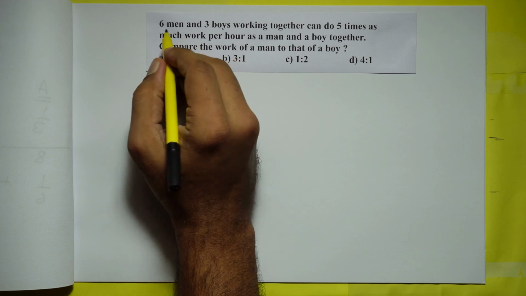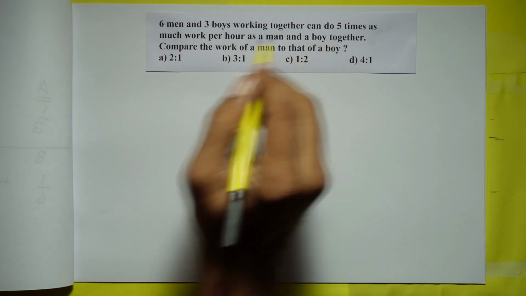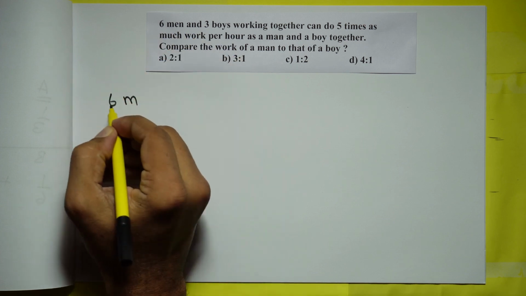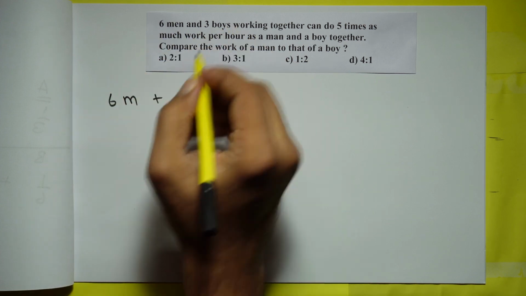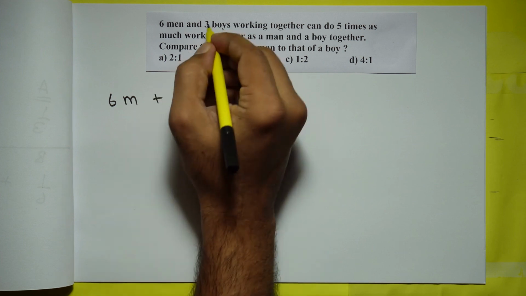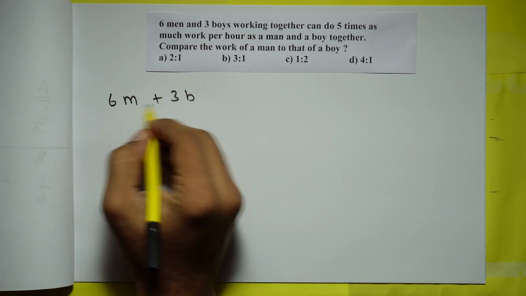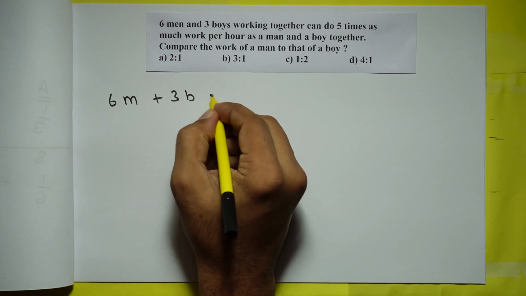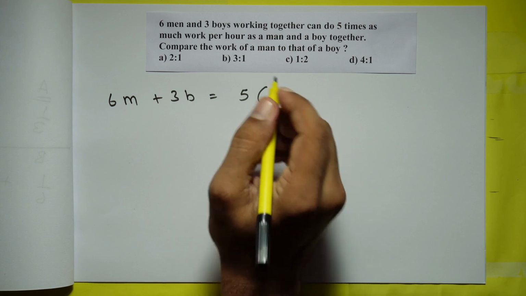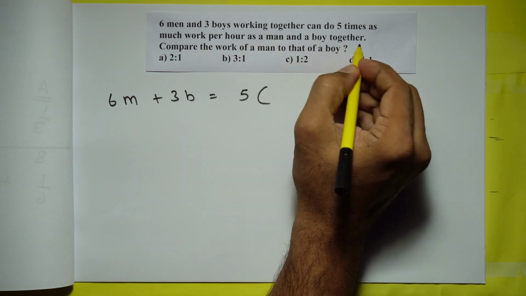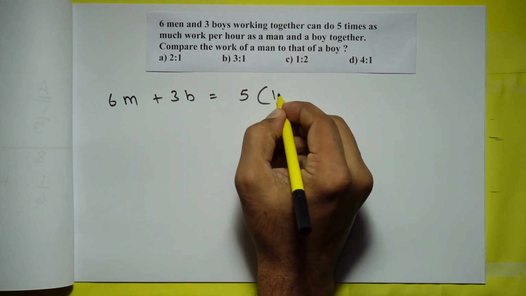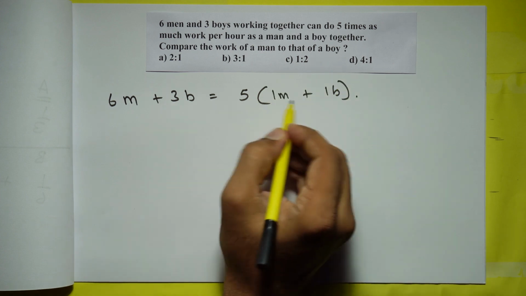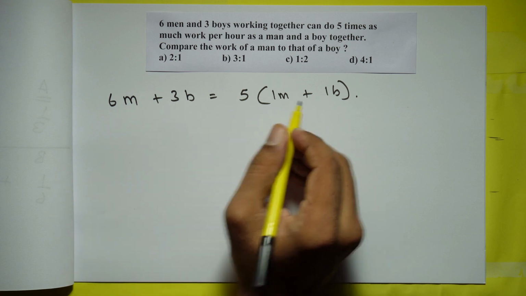So we will assume that one man in 1 hour can do M amount of work. So you have 6 men, so 6 times. Then one boy in 1 hour will do B amount of work. Like that 3 boys. So this is the work done by 6 men and 3 boys per hour. And this is equal to 5 times the work done by 1 man and 1 boy per hour. So 1 man plus 1 boy. So from this we can compare the work done by a man and a boy.